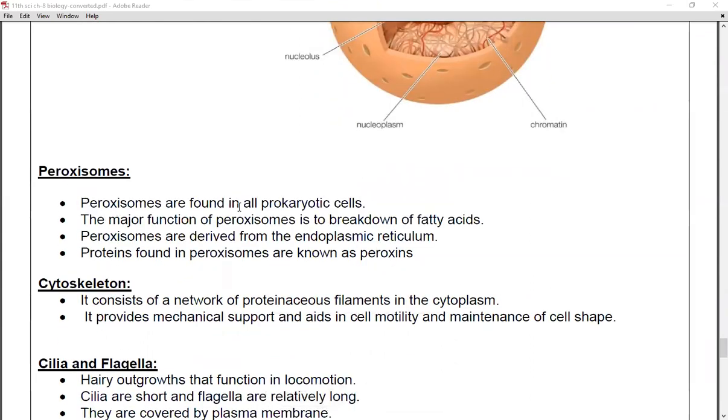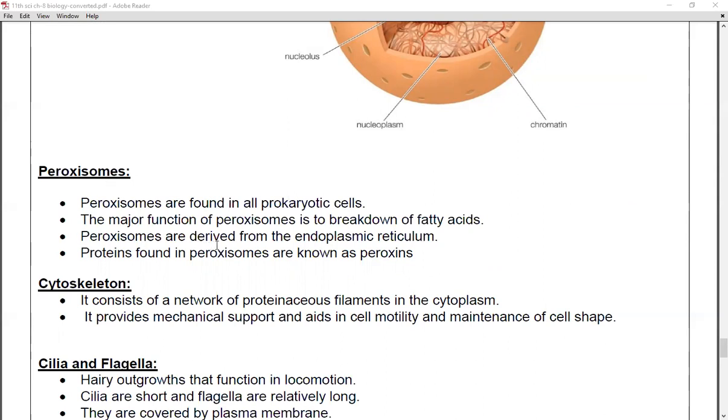Peroxisomes are found in all prokaryotic cells. The major function of the peroxisome is to break down fatty acids. So the lipids are broken down into simpler forms with the use of the peroxisomes. In the prokaryotic cells, whenever fatty acids are produced or present inside the body, the breakdown of those fatty acids is carried out by the peroxisomes.